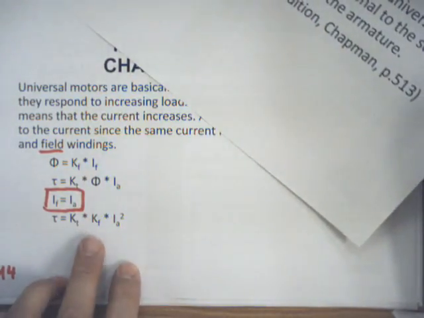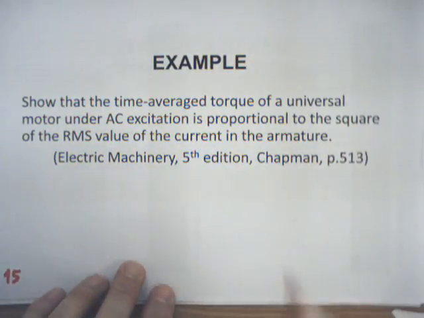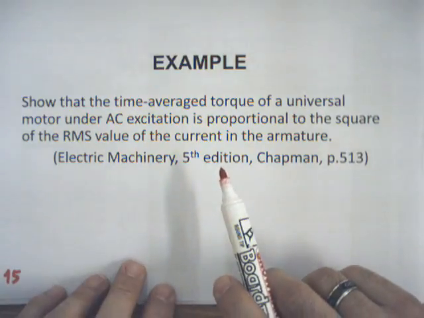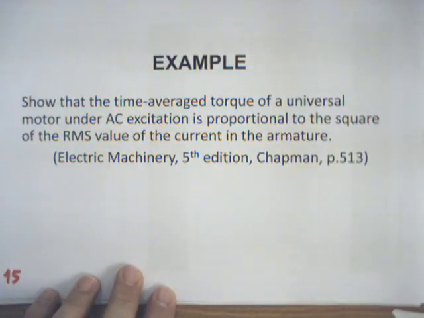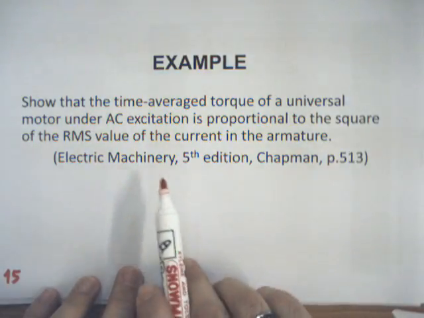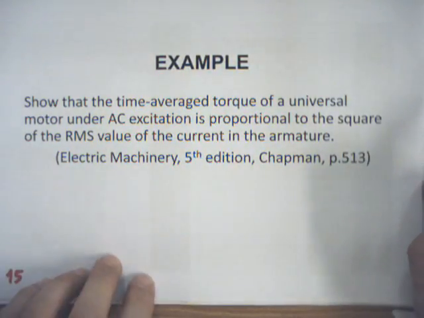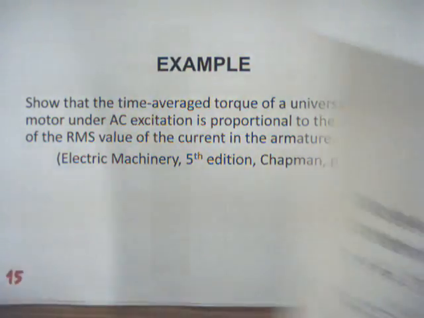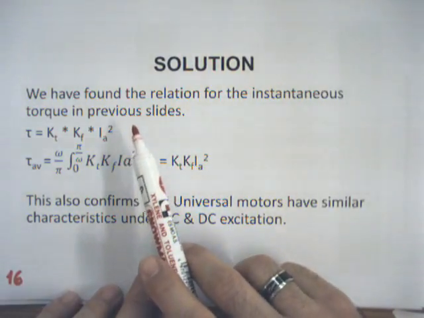These K's are geometrical constants related to field and motor respectively. For example, we have a basic verbal question: show that the time average torque of a universal motor under AC excitation is proportional to the square of the root mean square value of the current in the armature, which was taken from one of the textbooks related to this material. And the solution for that problem is relatively straightforward.